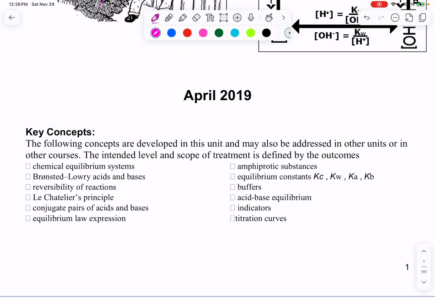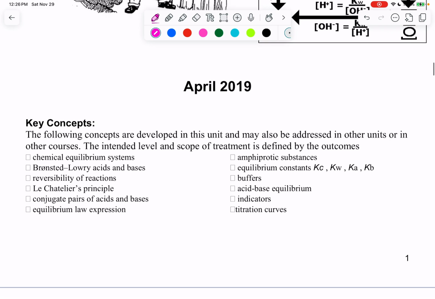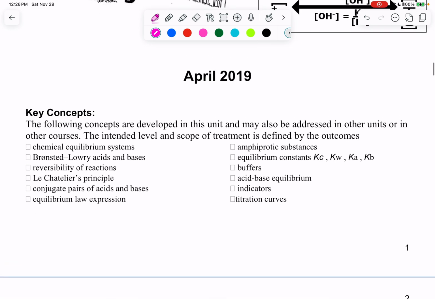Some things we're going to talk about is what defines something in chemical equilibrium. We're going to talk about different types of acids and bases, things like Bronsted-Lowry acids and bases, as well as traditional acid and base definitions. We're going to talk about reversibility, Le Chatelier's principle, conjugate acid-base pairs, things that are amphiprotic, which means that they have more than one hydrogen, equilibrium constants, buffers, indicators, and we're going to revisit titration again, which everybody should have some knowledge about because we just did it in redox.